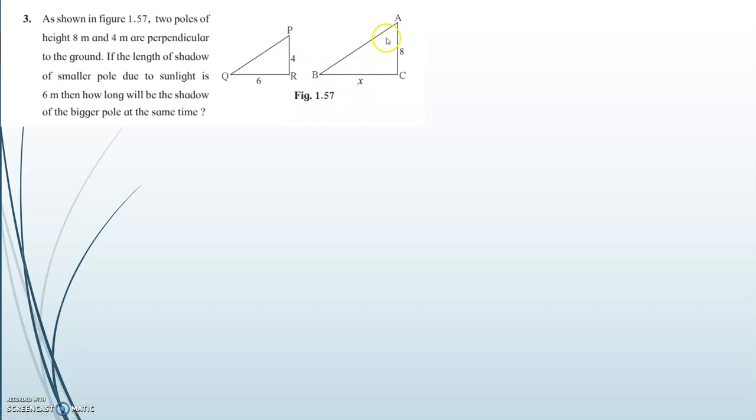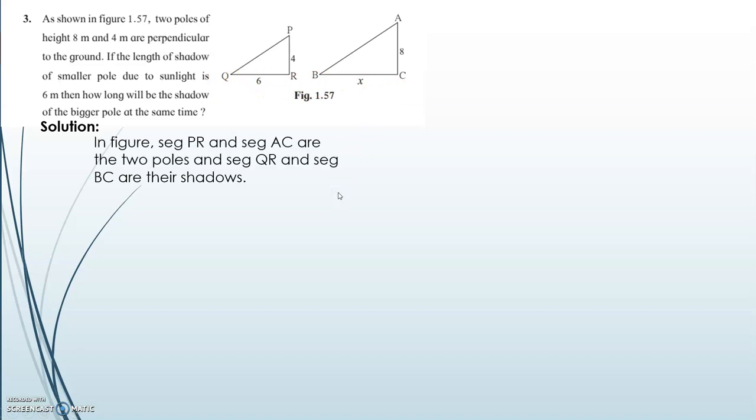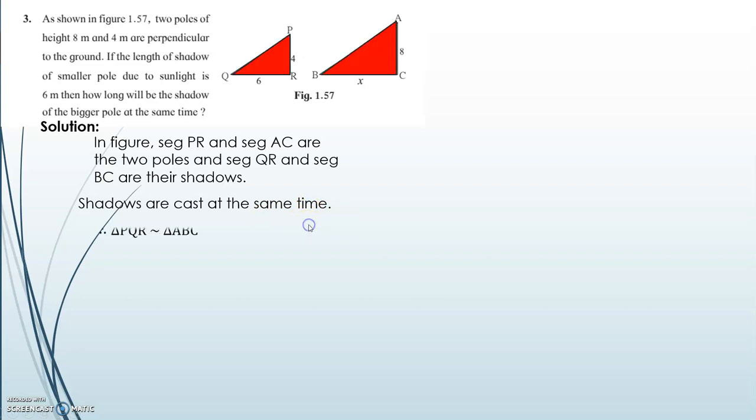So here we have PR and AC as the poles, QR and BC as the shadows. Now please note the shadows are cast at the same time. So we can say triangle PQR is similar to triangle ABC because their shadows are at the same time. So now we will write down triangle PQR similar to triangle ABC. Whenever two triangles are similar, we can write the corresponding sides, that is PQ upon AB is equal to QR upon BC is equal to PR upon AC.